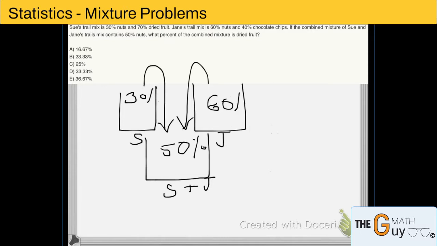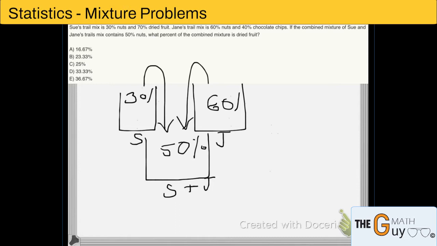Now, why do you think it's not the average of 30 and 60? It should be 45. The reason is, let's say you had 100 nuts in the jar S and 100 nuts in jar J, then you would have had 30 nuts in S and 60 nuts in J. If you mix them together, you would have 90 nuts in S plus J. 90 out of 200 would have been 45%. But what this tells us is that we don't know how many nuts are there in S and how many nuts are there in J.